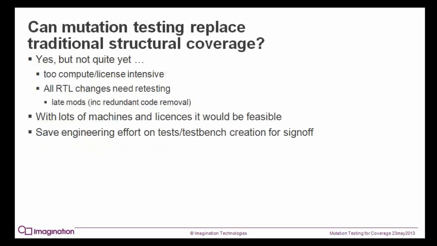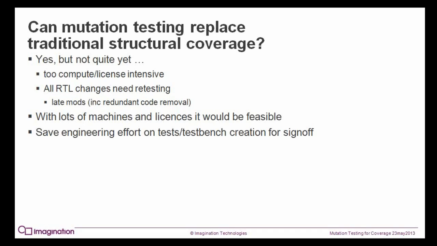So the big question: can mutation testing replace traditional structural coverage? Well, in theory, yes. I think it's a much better metric. But of course, it is very computationally intensive and license intensive. I guess the EDA companies could change their licensing policies, and you might be able to use them for mutation testing only. Anyway, that's another matter.